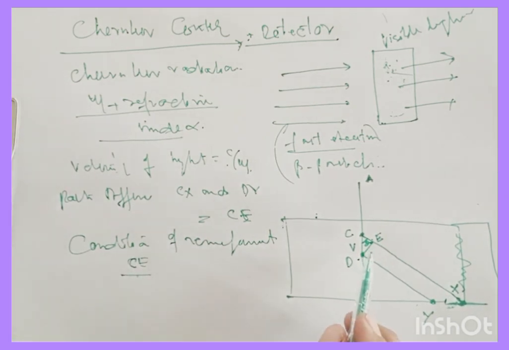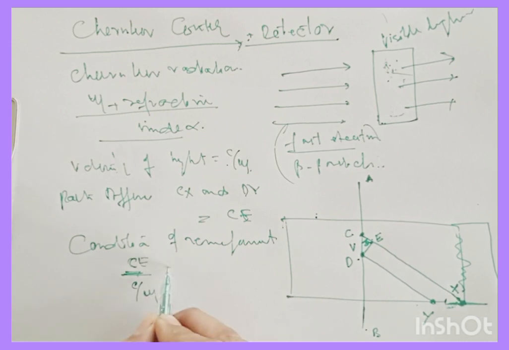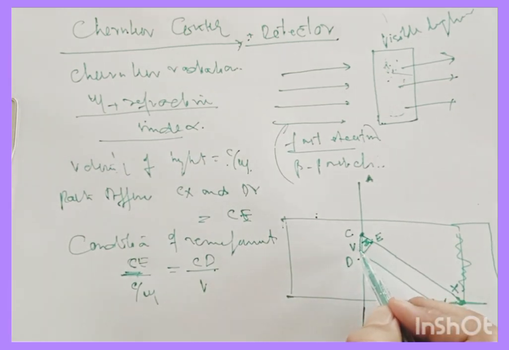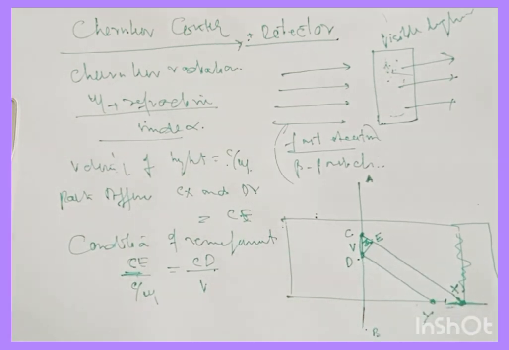Okay, divide by the velocity of light in material medium. What's that? That is C by mu, which must be equal to CD divided by the velocity with which the electron is moving. This should be the case.